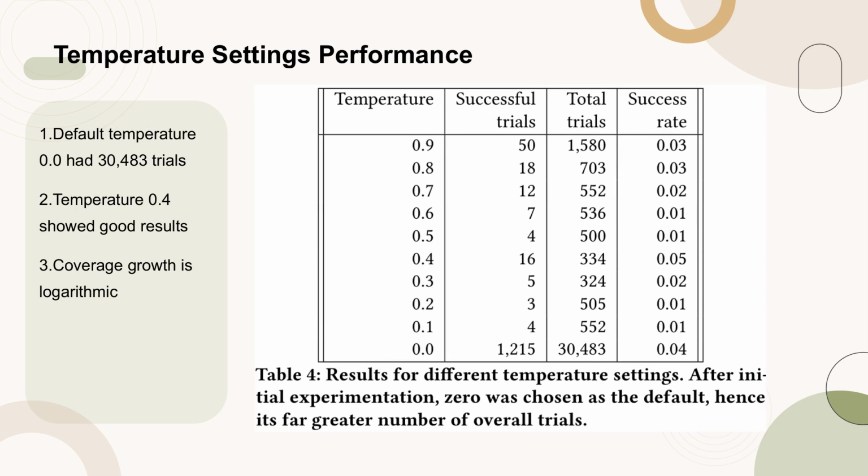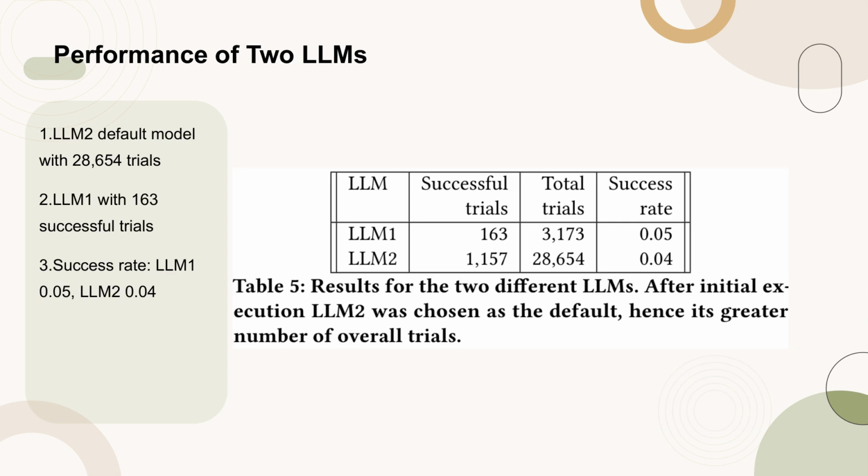Table 4 presents the results of different temperature settings and language model performance. The default setting of 0.0 received the highest number of trials, totaling 30,483. Interestingly, a temperature setting of 0.4 also demonstrated favorable outcomes. The logarithmic nature of coverage growth is highlighted, indicating that as more coverage is achieved, it becomes increasingly difficult to further improve coverage.